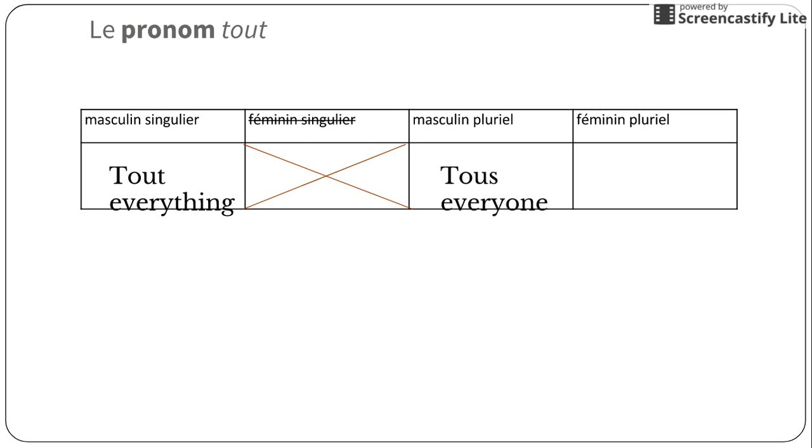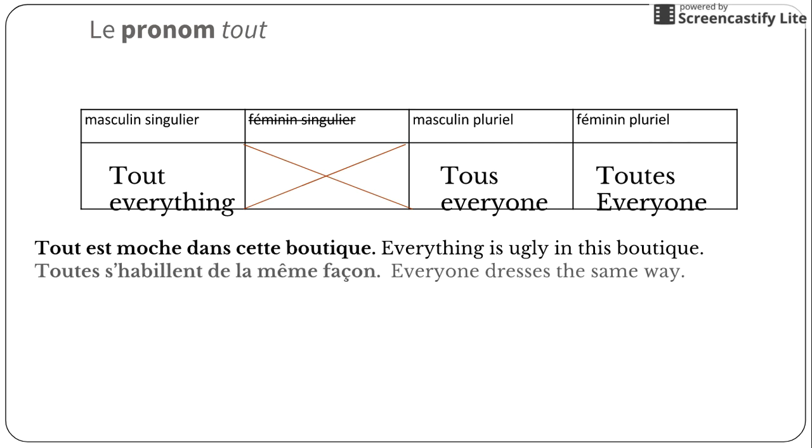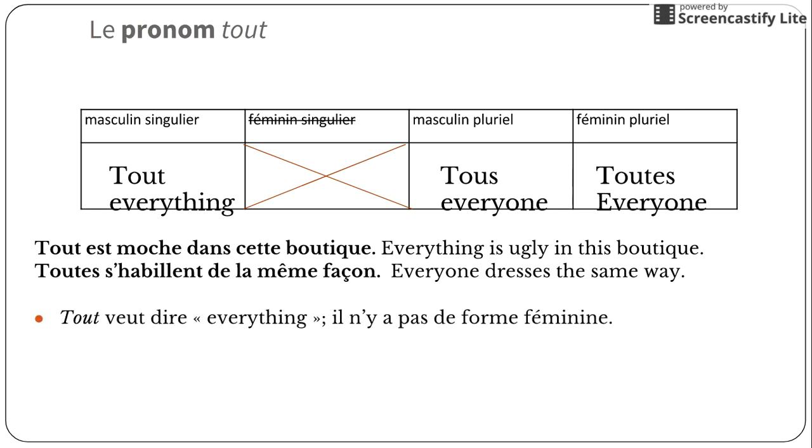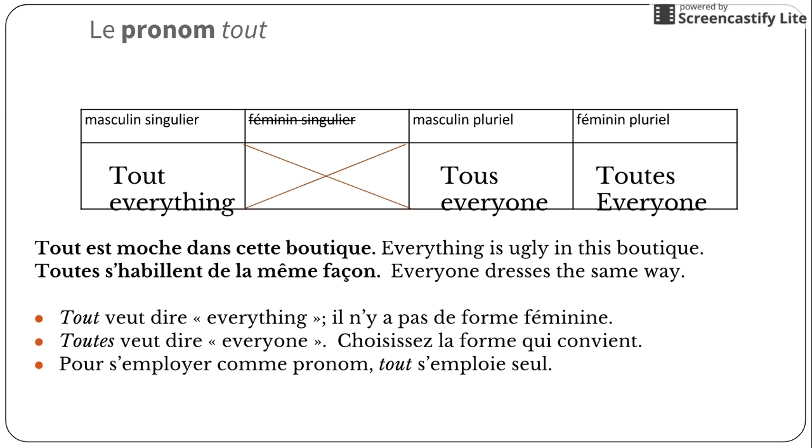If you say tous, the masculine plural, you're saying everyone, and it's the same translation if you're saying the feminine plural. Here are some example sentences that use the pronoun tout. And then just a couple examples about using this pronoun and making sure that it agrees.